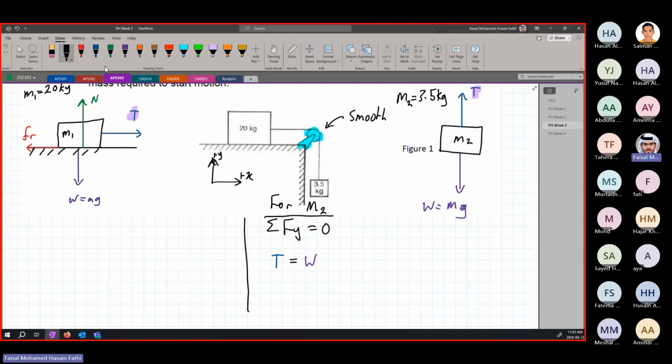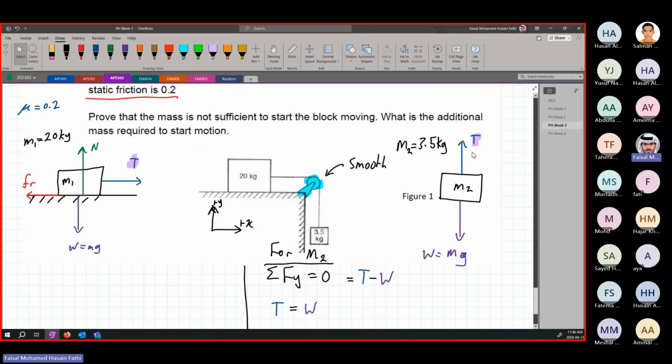In other words, we can write it as sigma Fy equals T minus W. But I can instantly see that T is equal to W because there's only one force going up and one force going down. So they have to be equal to each other. All right? So T is equal to W. We know that there's no acceleration up and down.